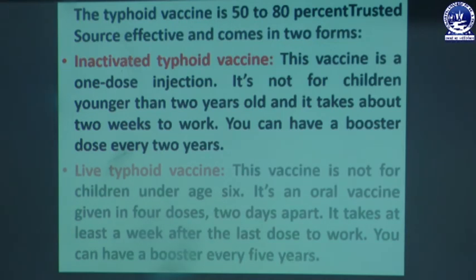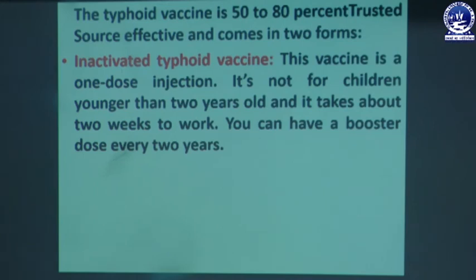First we will discuss the inactivated typhoid vaccine. This vaccine is a one-dose injection. It's not for children younger than 2 years old, and it takes about 2 weeks to work. You can have a booster dose every 2 years.